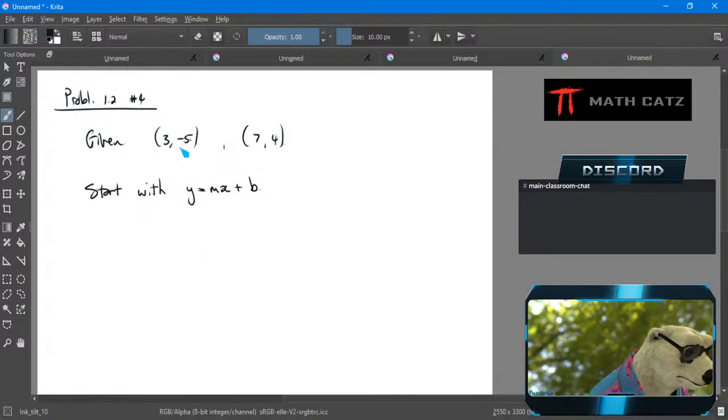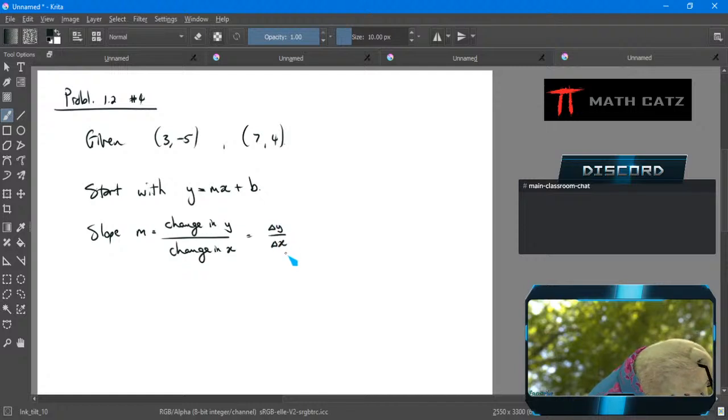So if I start with the slope intercept form, it means I'm going to have to find the values of m and b. I like to start with the m, so that would be my slope, m, remembering that it is the change in y over change in x. Sometimes people write delta y over delta x. Maybe you've seen that. And delta is just the symbol for change in.